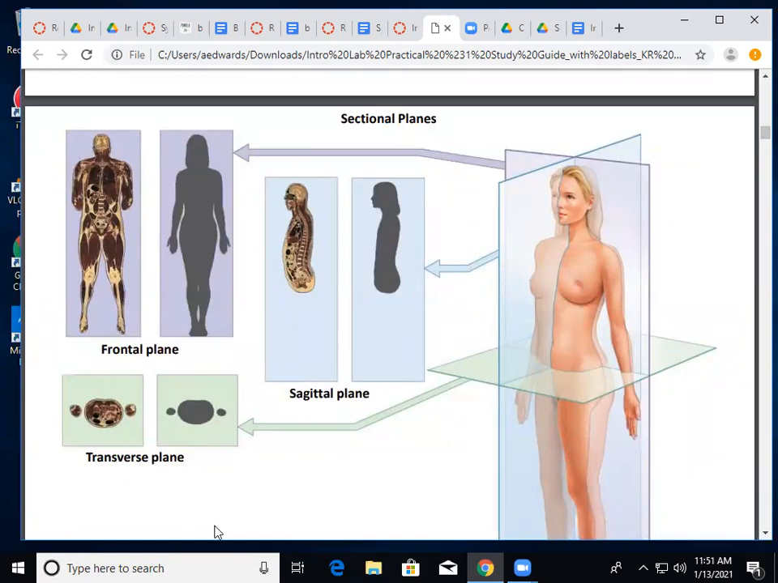All right, so I'm going to stand over this stuff. So this plane here is what? Transverse. This plane here is sagittal. This plane here, cutting into it, it's frontal, front and back. Okay.